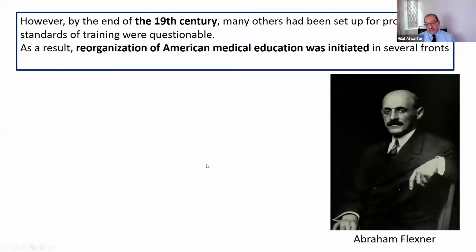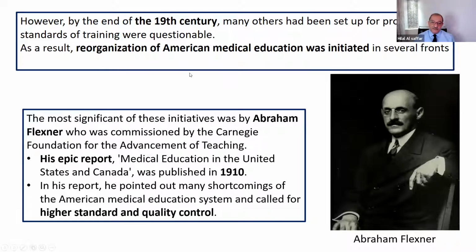The first one who came for that was Abraham Flexner. Abraham Flexner was a headmaster of a secondary school, and he was commissioned by the Carnegie Foundation for the Advancement of Teaching. He wrote an epic report that was published in 1910, talking about medical education in the United States and Canada. In this report, he pointed out many shortcomings of the American medical education system and called for a higher standard and quality control.